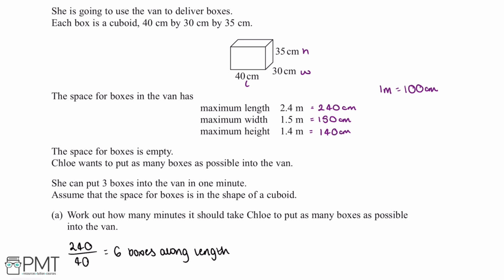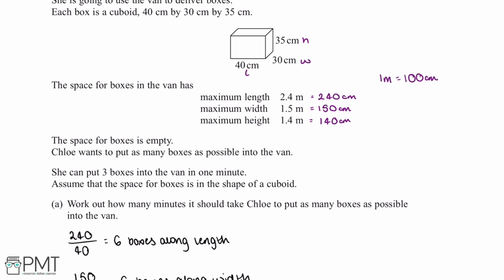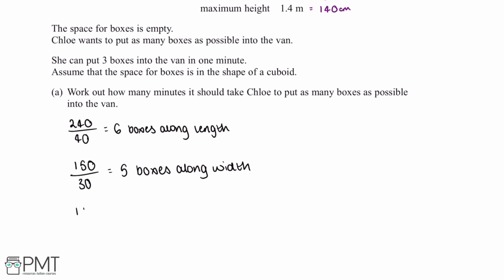Next, we can use the same process to work out how many boxes will fit along the width. The width of the van is 150 centimetres and the width of the boxes is 30 centimetres. 150 divided by 30 gives us 5 boxes. And finally the height. The height of the van is 140 centimetres and the height of the box is 35 centimetres. This gives us an answer of 4 boxes.